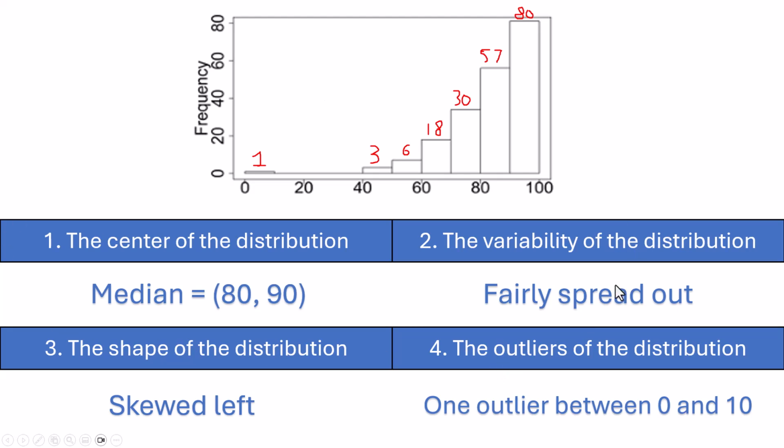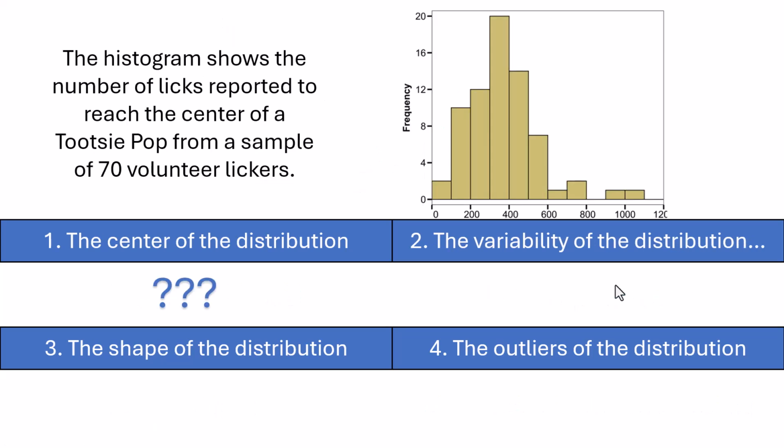You should do these 4 things in the same manner that I have done them here. So here is a problem for you to try. This histogram shows the number of licks reported to reach the center of a Tootsie Pop from a sample of 70 volunteer lickers. So we have all of these different possible numbers here. I think this last one's supposed to be 1200. It's a little bit cut off here. But here's the histogram, and see if you can figure out all 4 of these things.